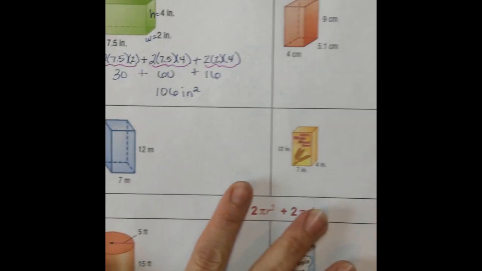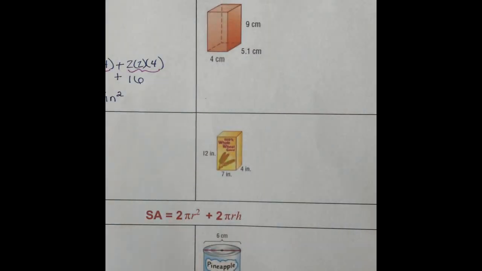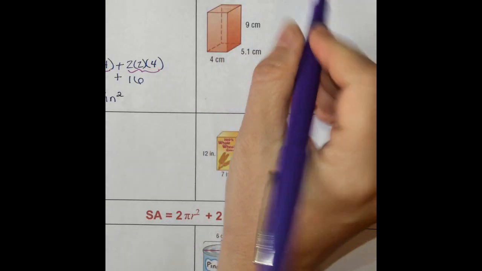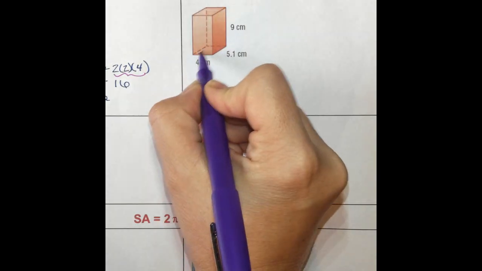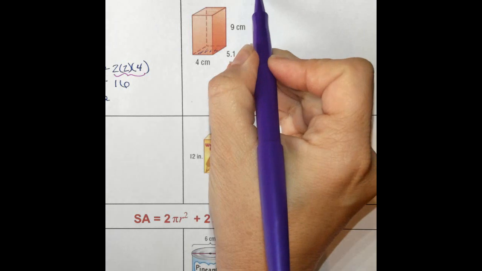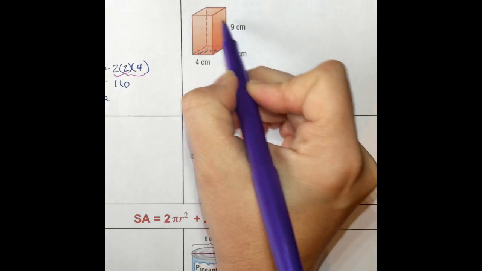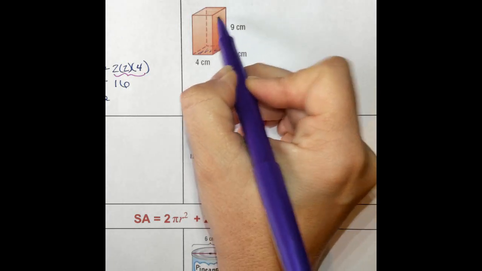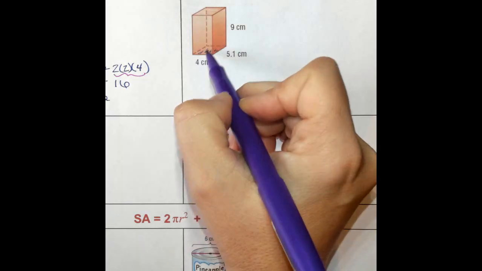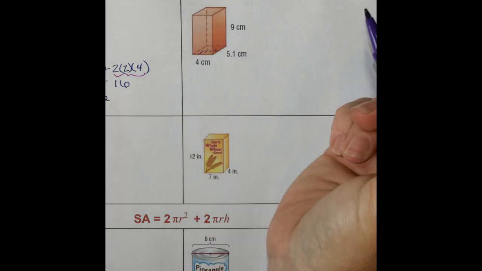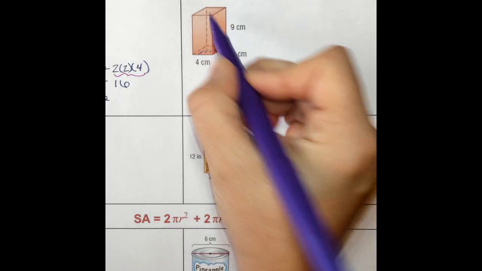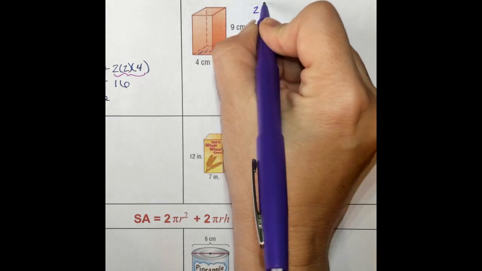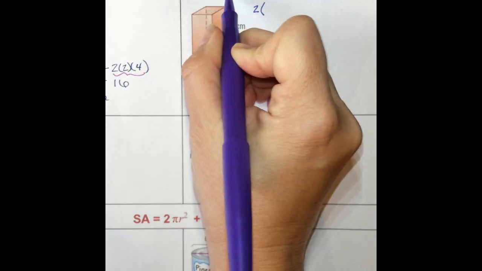Okay, so let's try the next one. This time I'm going to use this formula to show you in case you prefer it. So the length times the width is the bottom. The length times the height is this side, and the width times the height is this front face of the box. And then there's a 2, because there's the front and the back, the left and the right side, the top and the bottom. So 2 times length times width.